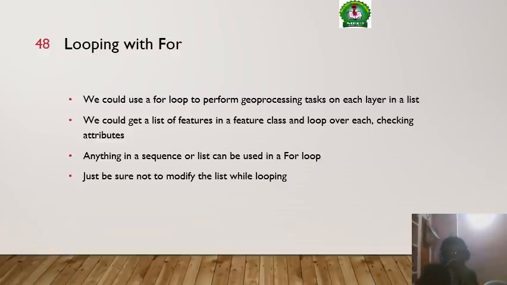We could use a for loop for geoprocessing the task in each layer of the list. We could get the features of each by checking its attributes and the sequence order of the list if we are using a for loop, and make sure not to modify the list while looping.